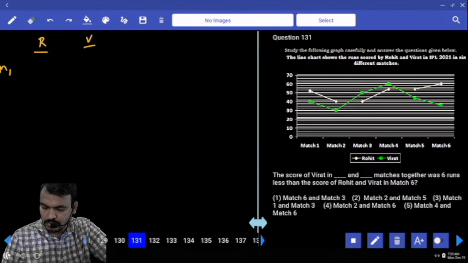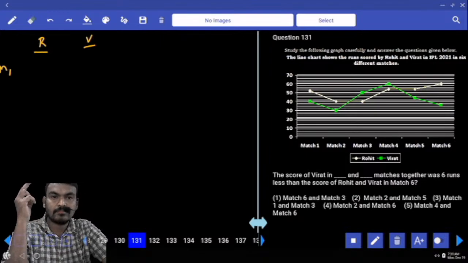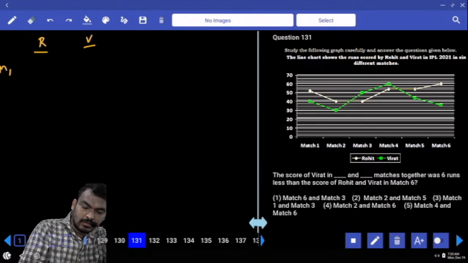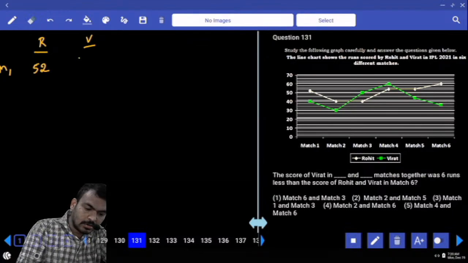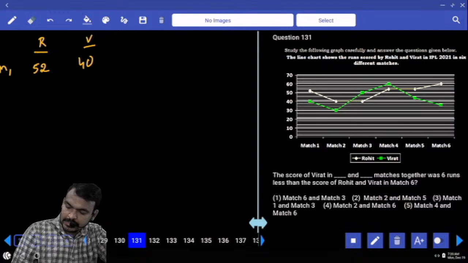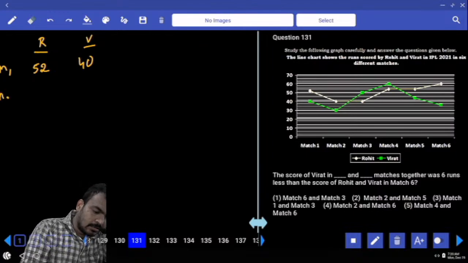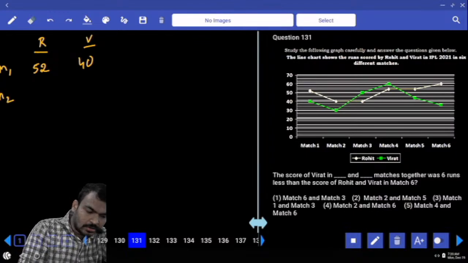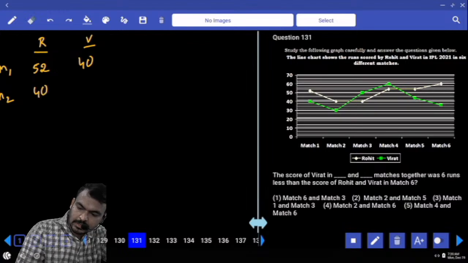Match 1 Rohit score. Each line is considered 2 or not? Then match 1 Rohit value is how much? 52. Virat value 40. Next, match 2 Rohit value 40. Next, Virat value 30.